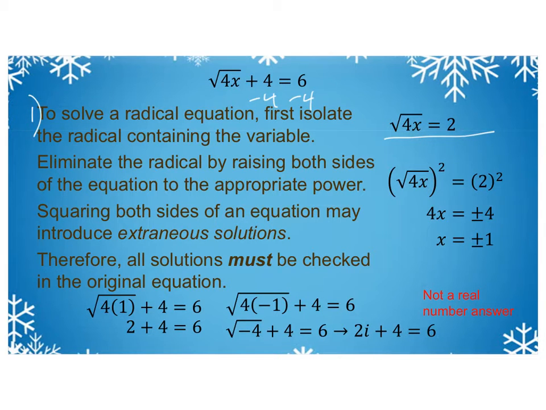Next, eliminate the radical by raising both sides of the equation to the appropriate power. And that's going to be whatever the index is. If this was a cube root, I'd cube it. If this was a 4th root, I'd raise it to the 4th. So in this case, it's a square root, so I raise it to the 2. And that eliminates the square root, and I end up with 4x. Now that's 4 squared, so it is plus or minus 4.